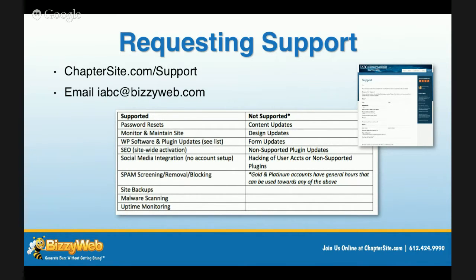Gold and platinum accounts do have general hours that can be used towards any of the above, and all chapters do have at least 1 hour if they're hosted with us, and we build those out or subtract from your account in 15-minute increments. So if you need that, here's what that chaptersite.com/support form looks like. It's very easy. It will take less than 2 or 3 minutes to get up there, but that's the best way to get a hold of us.